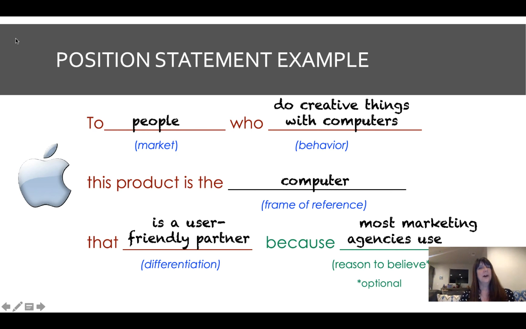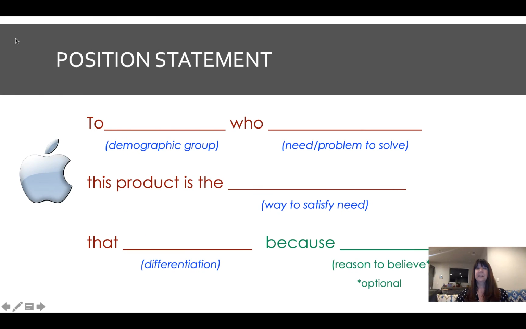Because, and this is why, this is the proof in the pudding, because most marketing agencies use Macs. They don't use your IBM systems or your Microsoft systems for their design. They use Macs. So this is the proof. So that is an example of a position statement. Let's go to the second one. So you get a completely different target audience. Say you're a parent. So you're a parent.